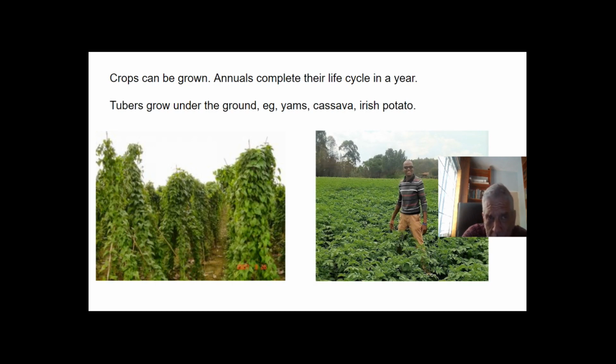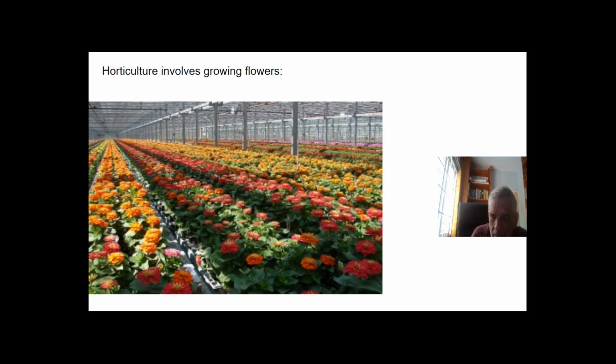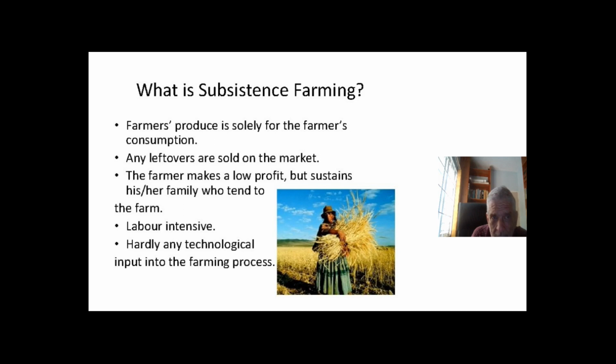And another type of farming is growing crops. And then you have annuals, which complete their life cycle in a year. And then you can grow tubers, which grow under the ground. And you have things like yams, cassava, Irish potato, and so on. Then you have horticulture, which are flowers. And then subsistence farming.